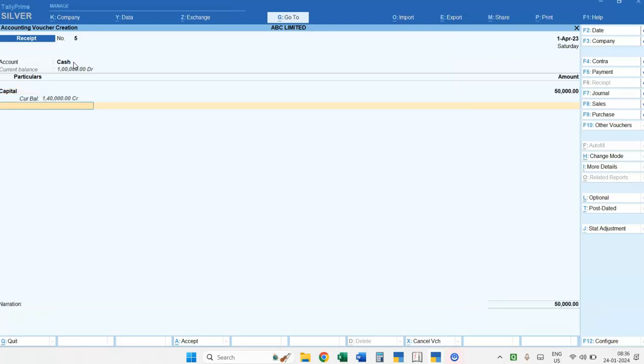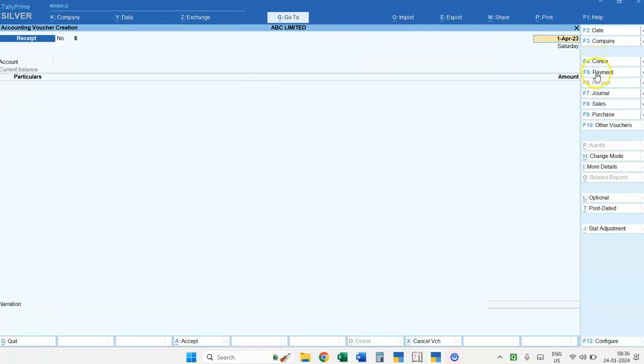Here you will find the difference between single entry and double entry mode. In the double entry mode you will find To or By, or you will find the debit or credit option. However, in the single entry mode, the cash or bank account appears in front, and later on in the particular column you have to select the second account. In this way you can make the receipt entry via single entry mode.